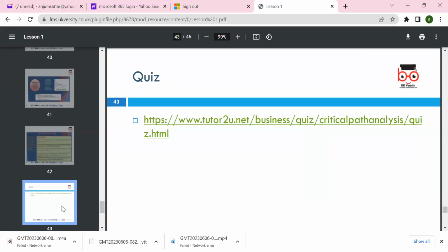And then at the end, you've been given a little link for the quiz. In your own time, you can look at critical path analysis, CPA, which is one of the concepts where you critically look at all the project risk, reward and return. So that's what we need to do.